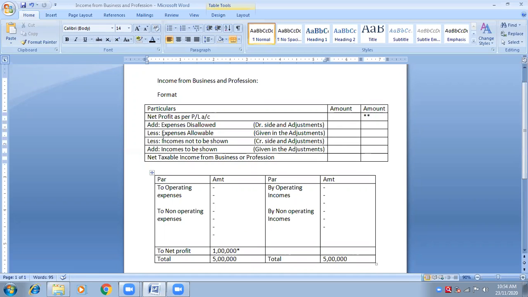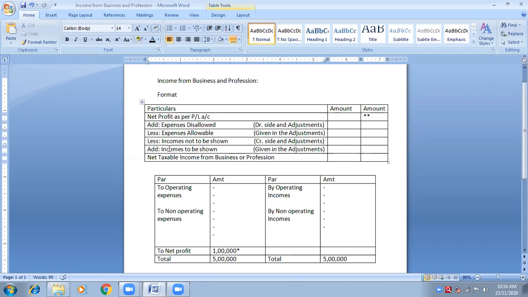And incomes are always added, and therefore the incomes that we forgot to put in the P&L account, if you forgot to put it in the P&L account, put it now. Put it now means incomes are to be added. Those incomes that we want to show are to be added because we forgot to put them in the P&L account. Okay, is it clear?